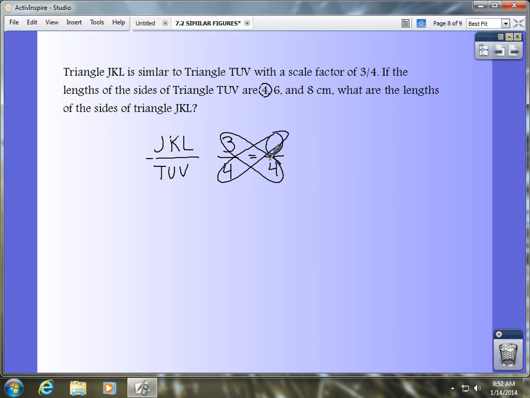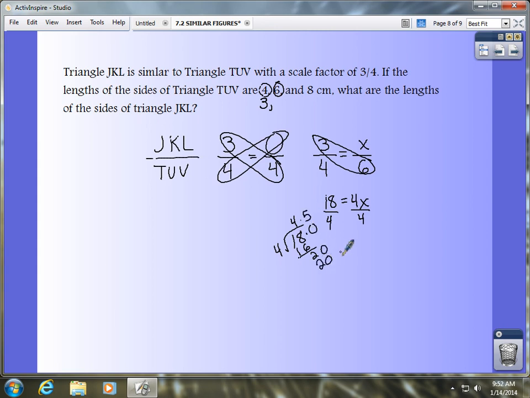Okay, starting over again, I have 3/4, because that's my scale factor, equals, I don't know what this side is here, but I know that my other side is 6. So I have 6. I'm going to cross multiply. That gives me 18 equals 4x, and I want to divide by 4. When I divide 18 by 4, I get 4.5. So I have 4.5 as my second side.